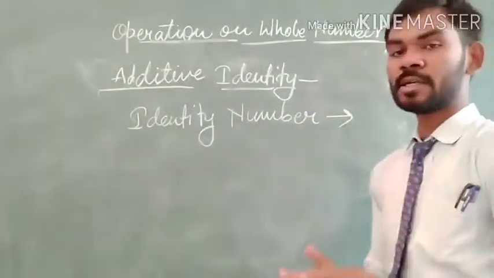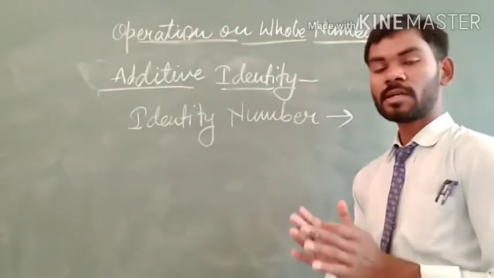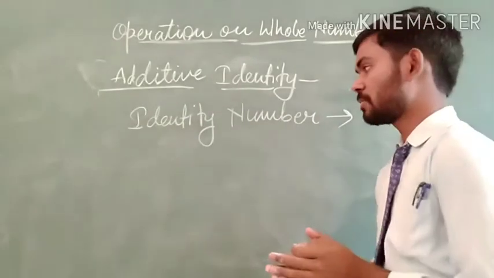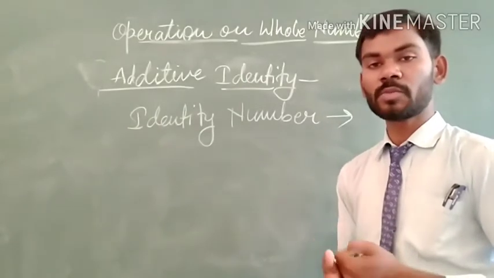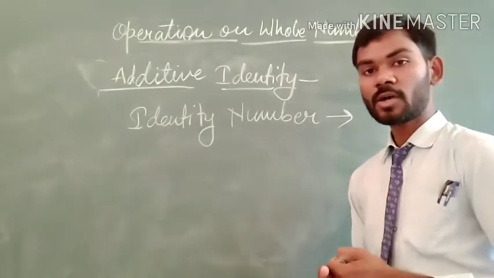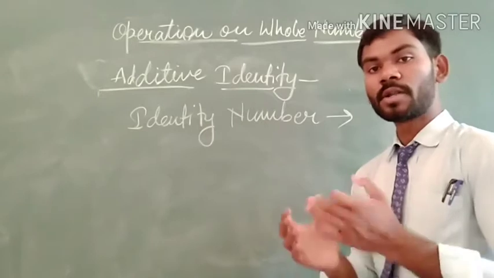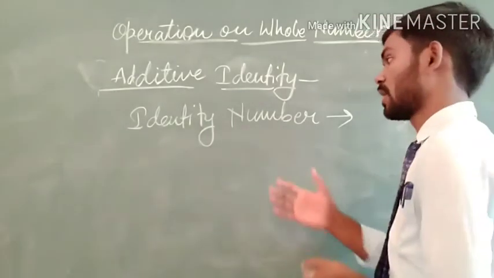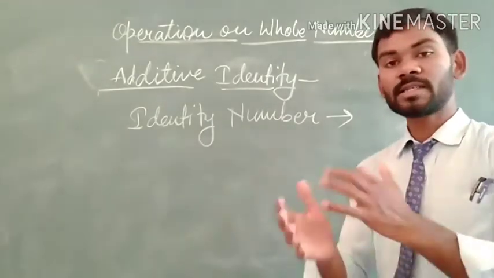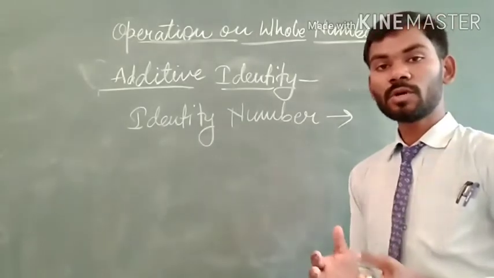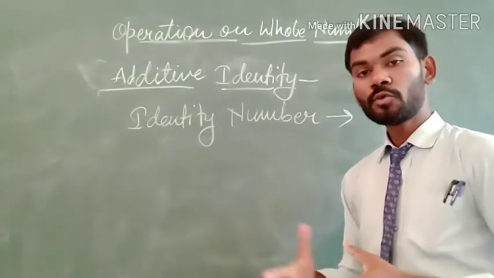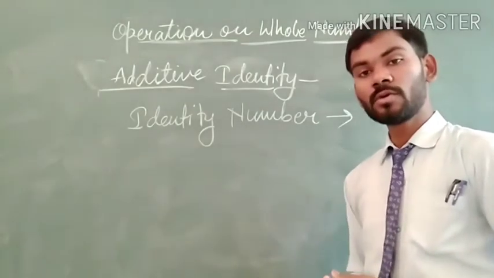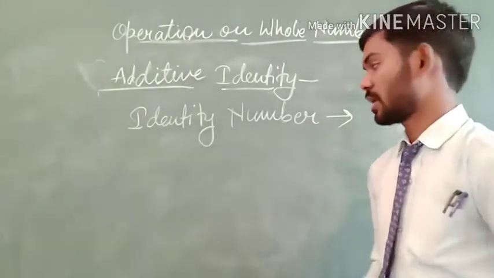So identity numbers are numbers of such type which when operated with any number, the result of the number remains unchanged. आइडेंटिटी नंबर्स ऐसे नंबर्स होते हैं जिनको अगर किसी अन्य नंबर्स के साथ ऑपरेट करते हैं तो वो उस नंबर के वैल्यू को चेंज नहीं करता.